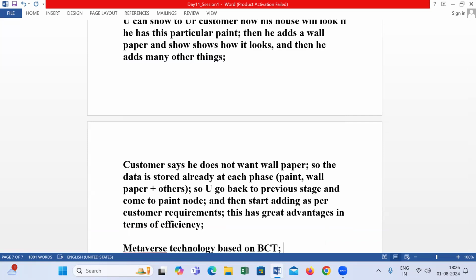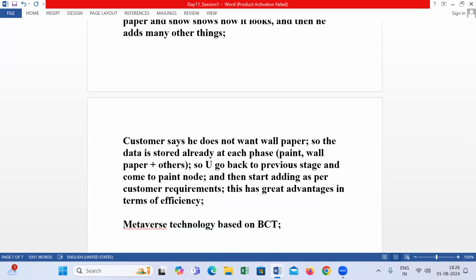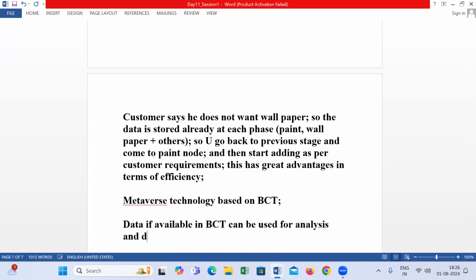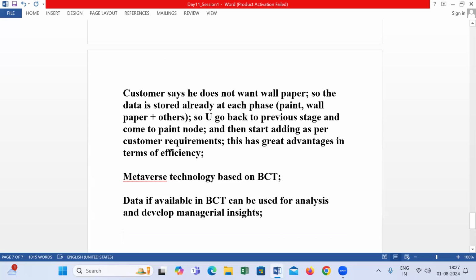So similarly, there are tremendous advantages. Lot of data can be stored and that can be used later on and analyzed to develop managerial insights. Data, if available in blockchain, can be used for analysis and develop managerial insights. So we will relate this blockchain technology to the strategy of the company. BCT will be related to strategy of the company.